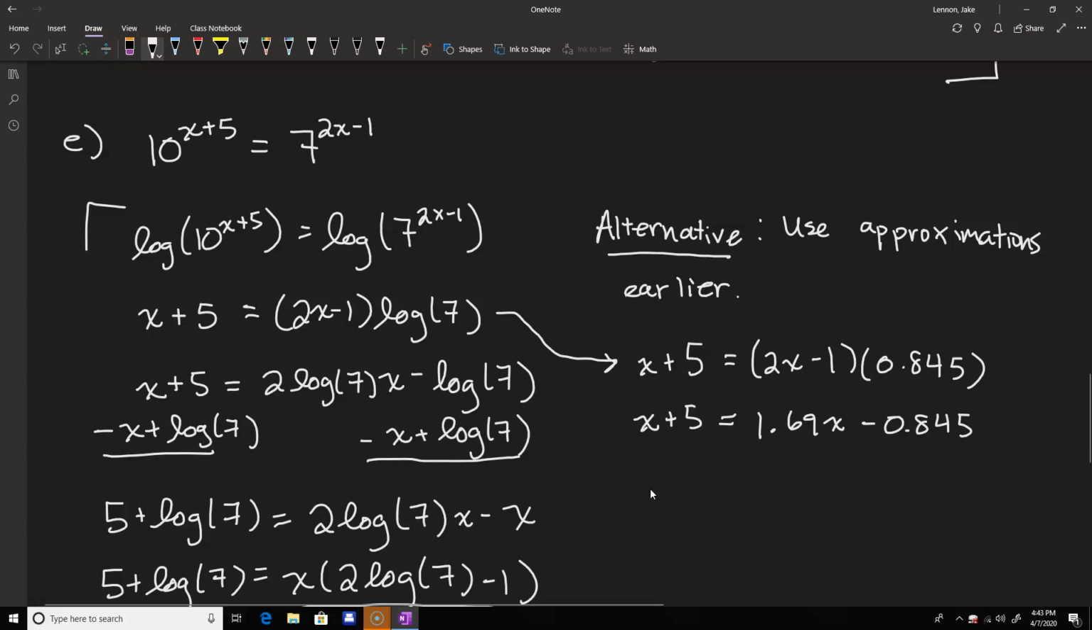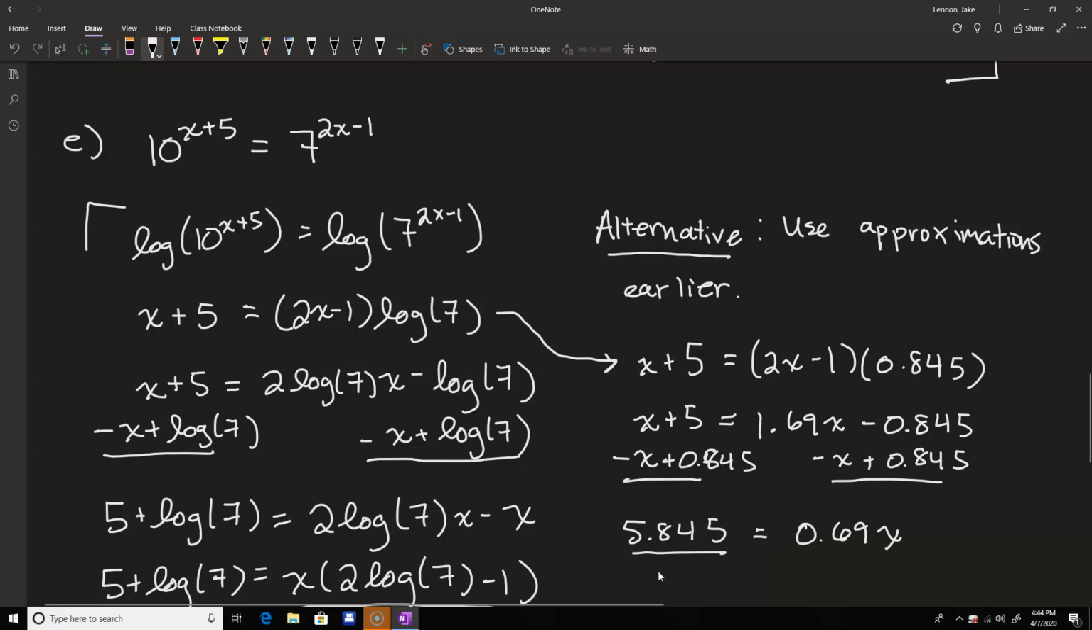Same deal, we want to move our x's to one side and the regular values to the other side. So I'll do the same. I'll subtract x, but now I'm just adding 0.845 instead of something that looks much more complicated. So subtract x and add 0.845. On the left, I end up with 5.845, and on the right, I just end up with 0.69x.